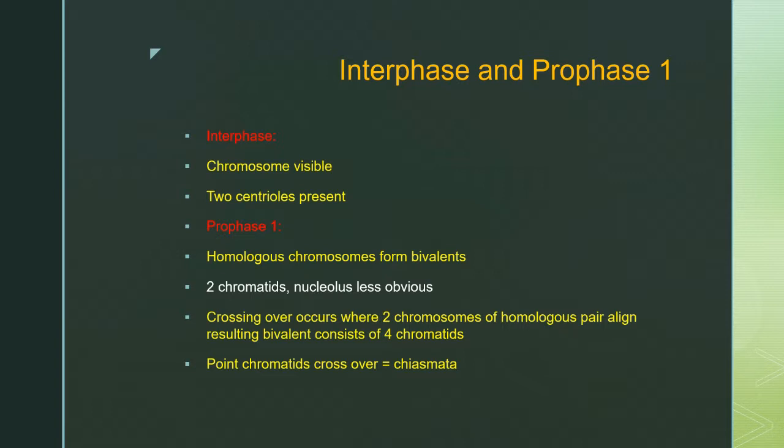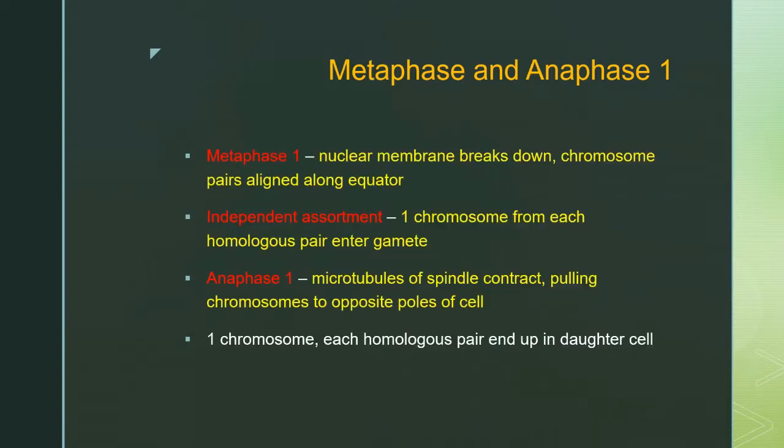Okay, 4 chromatids. So basically that's saying chromatid, centromere, chromatid, so there's 1 made together, and then you'll have another one in the same part. Then you'll have the point where these chromatids cross over, which is called the chiasmata.